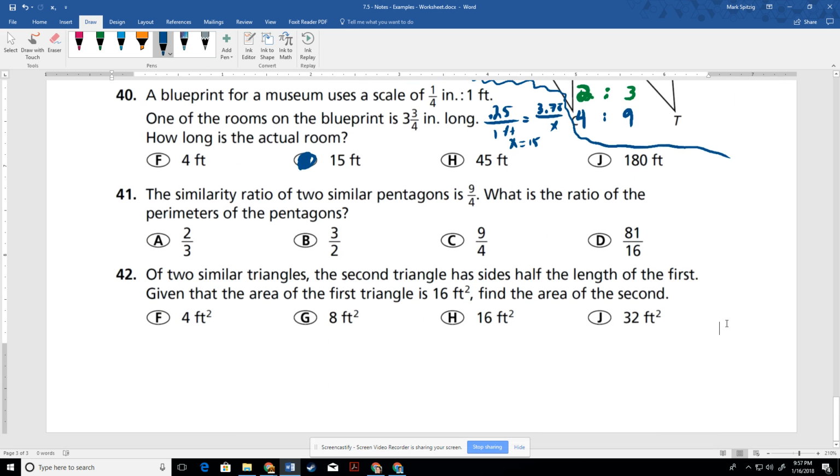Okay. The similarity ratio between two pentagons is 9/4. What is the ratio of the perimeters? Well, it's going to also be 9/4. Nailed it.